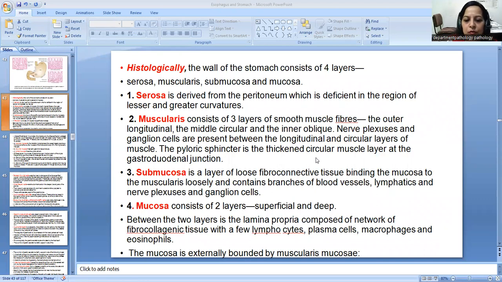Submucosa is a layer of loose fibro-connective tissue binding the mucosa to the muscularis loosely and contains branches of blood vessels, lymphatics, and nerve plexuses and ganglion cells. Mucosa again consists of two layers, superficial and deep. Between the two layers is the lamina propria, composed of a network of fibrocollagen tissue with a few lymphocytes, plasma cells, macrophages, and eosinophils. The mucosa is externally bounded by the muscularis mucosae.